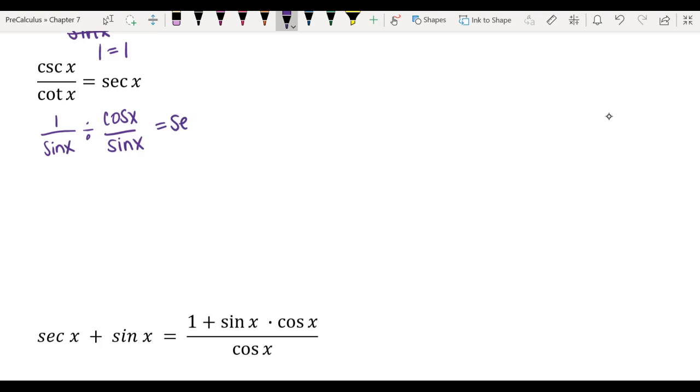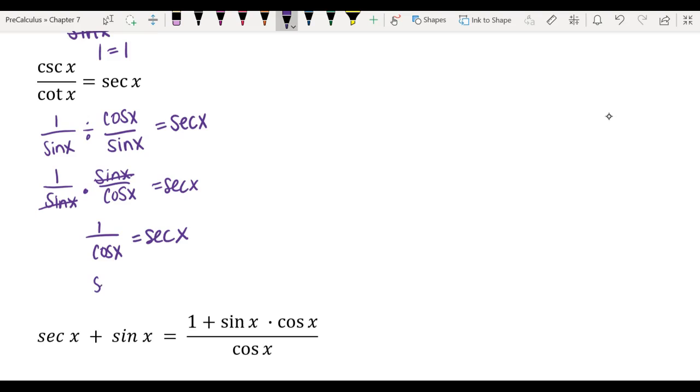We want that to equal secant of x. What do you do with your second fraction? Flip it. Good. So then you have 1 over sine of x times sine of x over cosine of x. What happens to those sine of x's? They cancel. Oops, I forgot the equals secant of x. So then you have 1 over cosine of x equals secant of x. Isn't that what we have up here? So then we can say secant of x equals secant of x.